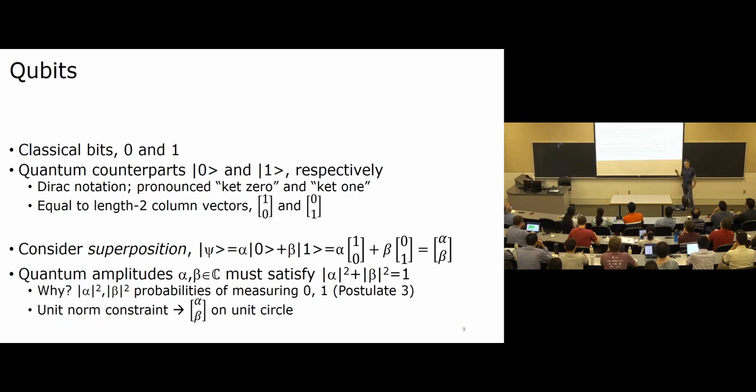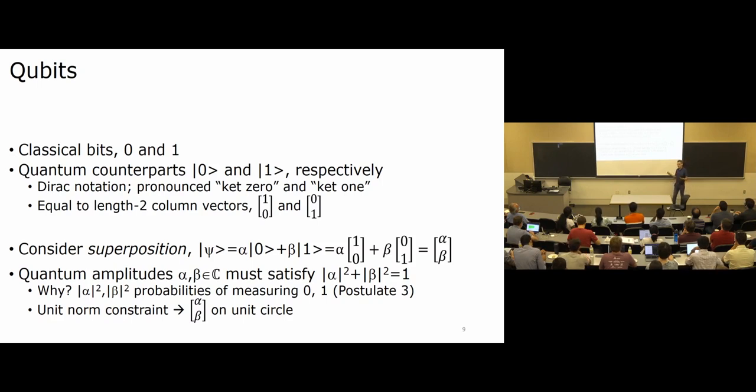Now, the amplitudes alpha and beta are called quantum amplitudes. They're not exactly probabilities; we'll see what role they play over time. And they're complex valued, though for our purposes in this talk, they're real valued. They need to satisfy the property that the squared magnitudes sum to 1. The reason for that, we're going to see in the third postulate, is that alpha magnitude squared is the probability of later measuring 0, and beta magnitude squared is the probability of measuring 1. We're going to see that.